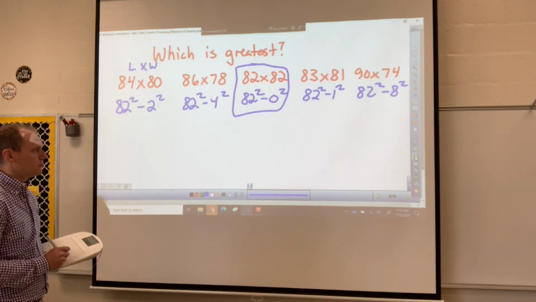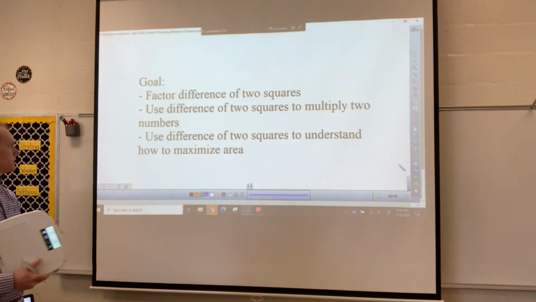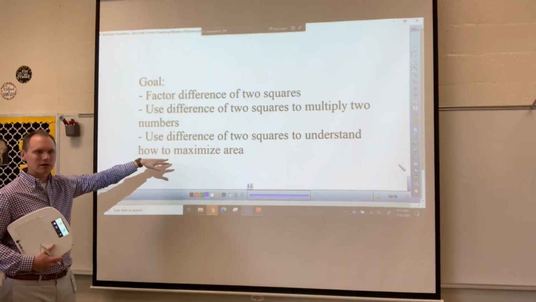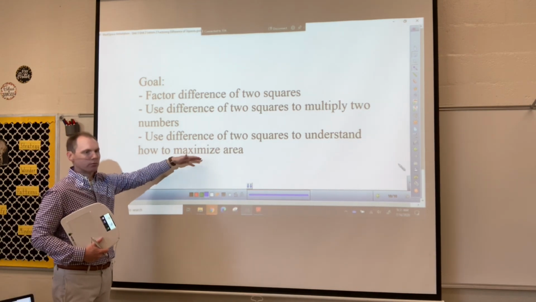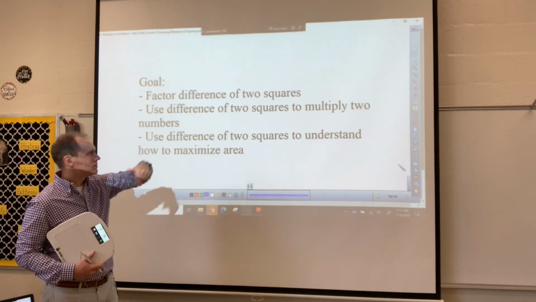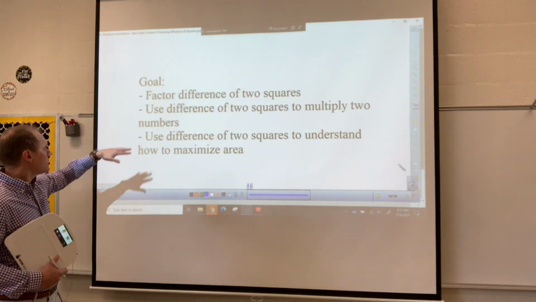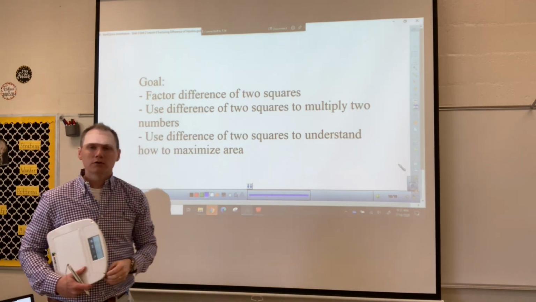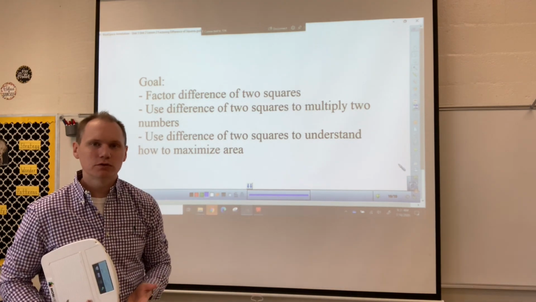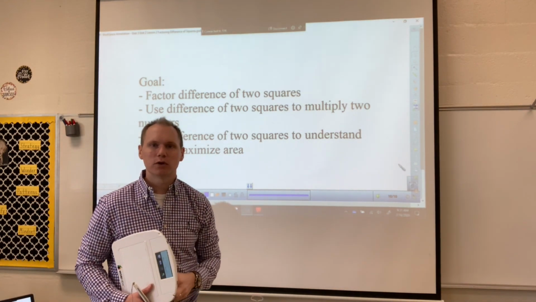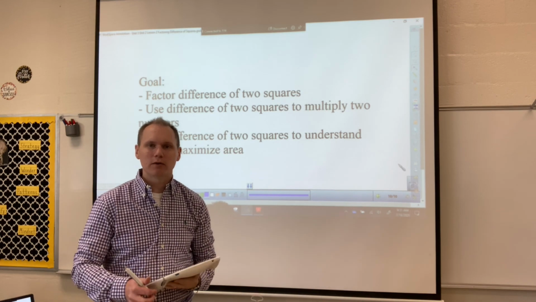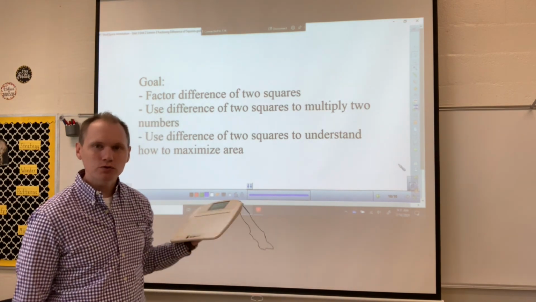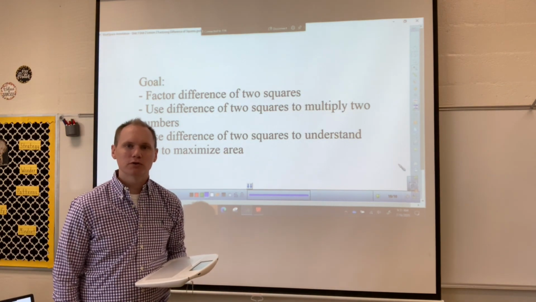So anyways, that was one of our goals for today, this last one here, was to use difference of two squares to understand how to maximize area given a particular perimeter. We also talked about how to factor difference of two squares starting out, and then how to use those to multiply two numbers using mental math. So hopefully that gives you a good idea of difference of two squares and how it can be used in a number of different situations. So with that, that'll be the end of this video. In our next video, we'll talk about how to use what we've learned about factoring to help us graph polynomials.